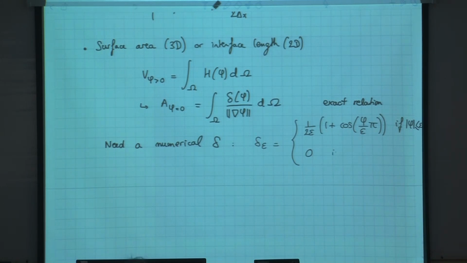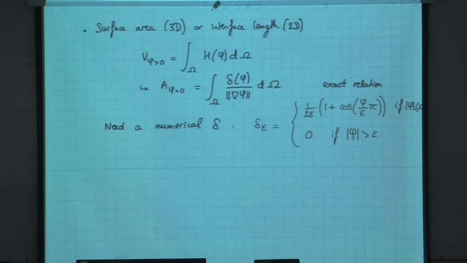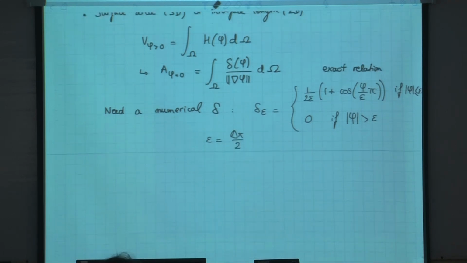Otherwise 0. Okay, so that's a consistently defined numerical delta function that, instead of being a true distribution function, will spread out our interface calculation to a few cells such that we can numerically integrate that. And again, epsilon equal dx over 2 is the classical information used here.